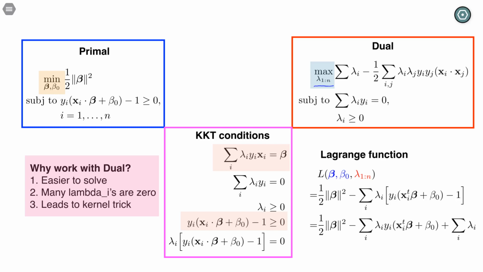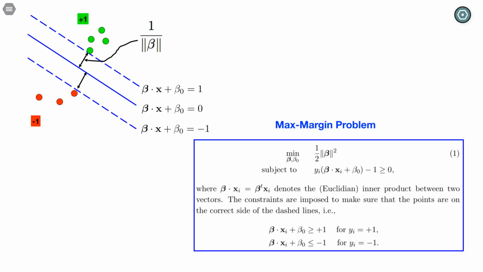Another reason for working with the dual problem is that many lambda i are actually going to be 0. Remember, we have this KKT condition, and we know that lambda i and the constraint cannot be non-zero simultaneously. So if the constraint is inactive, meaning what's inside the bracket is strictly bigger than 0, then lambda i must be 0. In this case, for example, we have 7 points, but for 5 of those points the corresponding constraint will be inactive, because we have strictly bigger than 0 for the green points and strictly less than -1 for the red points. Then their lambda i is going to be 0.